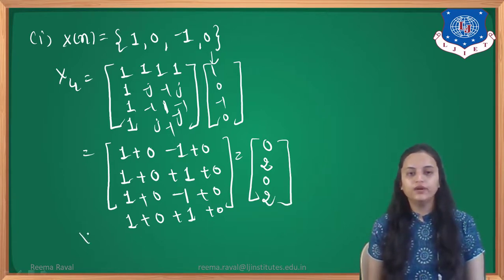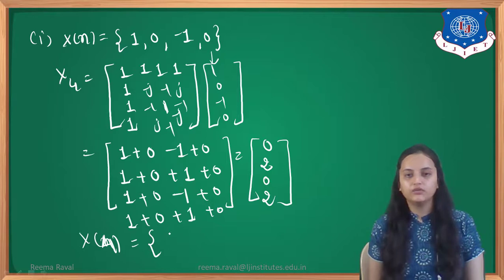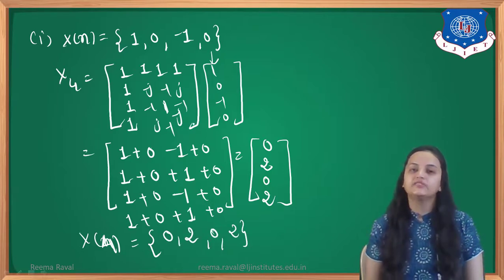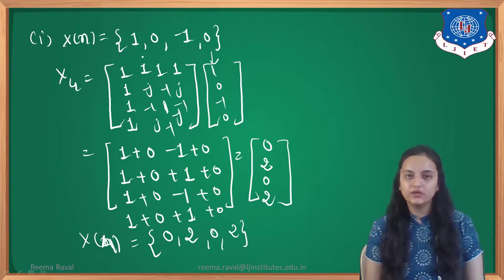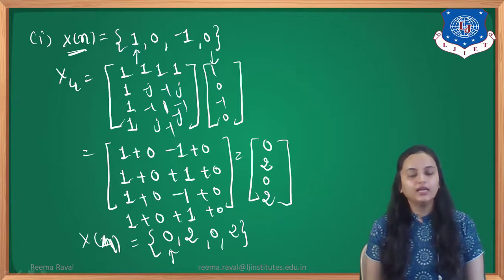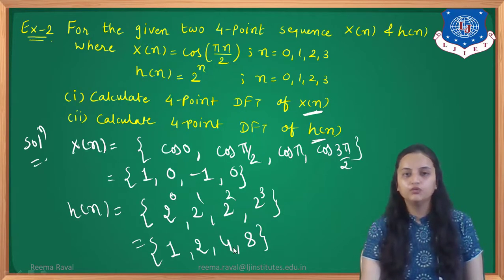Okay, so here the value is x4, that means for the 4-point DFT, the DFT sequence is 0, 2, 0, 2. As we have obtained the values for the sequence, where n equals 0 is this value, we can also indicate the arrow at this position. This is the 4-point DFT for this first sequence x of n. Same way we will find this for h of n, where h of n is 1, 2, 4, 8.